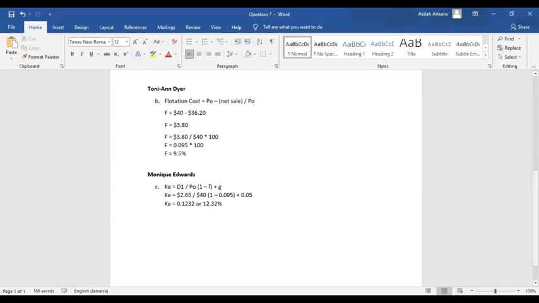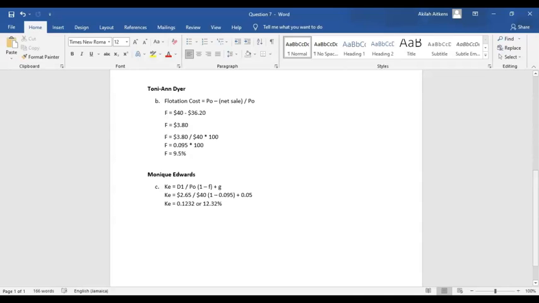Flotation costs are costs a company incurs when it issues new stocks. So the formula for flotation cost is F equal to P0 minus net sale, divided by P0.